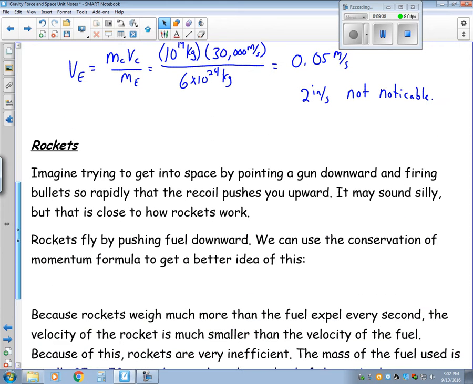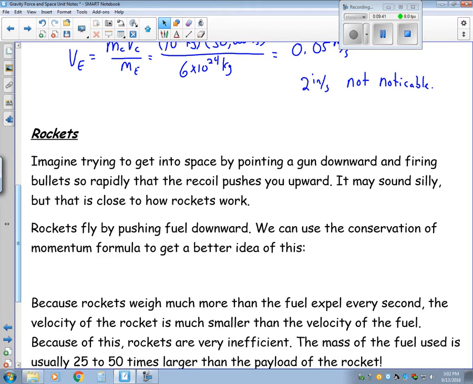Rockets use the same thing. Let's imagine if you took a gun and pointed it straight down and started firing the bullets. As you fired the bullet, it would exert a force upwards on you. Now, imagine firing bullets as quickly as you can. It sounds silly, but that's actually how rockets work. Instead of firing bullets, they fire out atoms of burnt fuel.